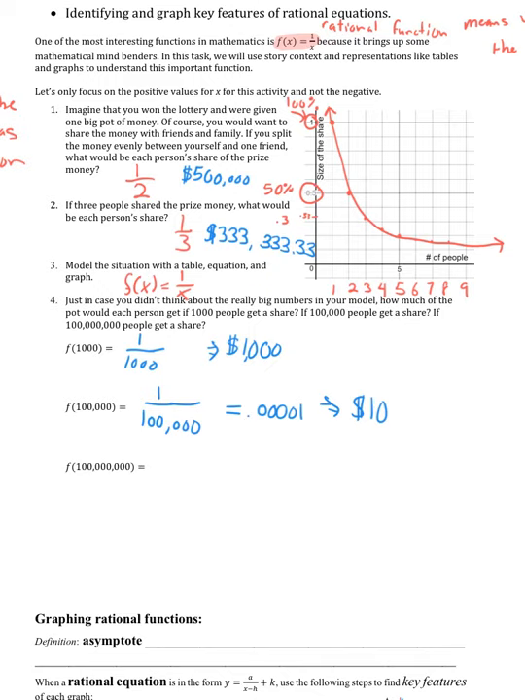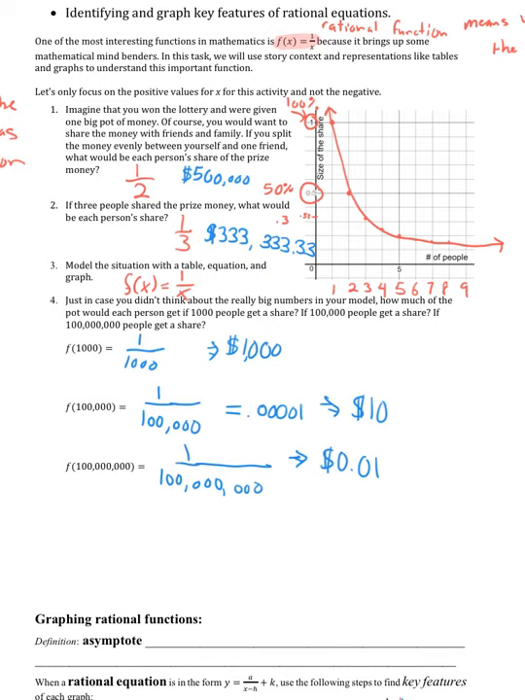So we each get $10 if we have 100,000 people splitting $1 million. Or the last one, 100 million people splitting the prize. We still each get money, but we each get a penny. Just 1 cent. If I had 200 million people splitting a prize, we each get half of a cent. 400 million people, we each get a quarter of a penny.